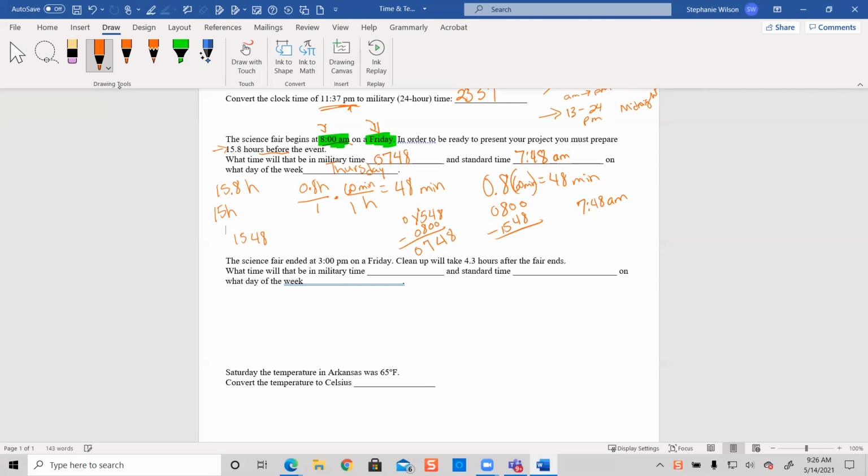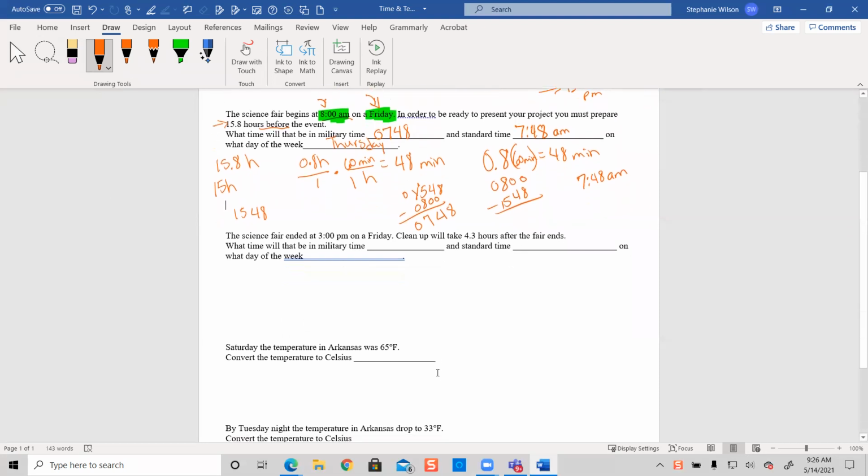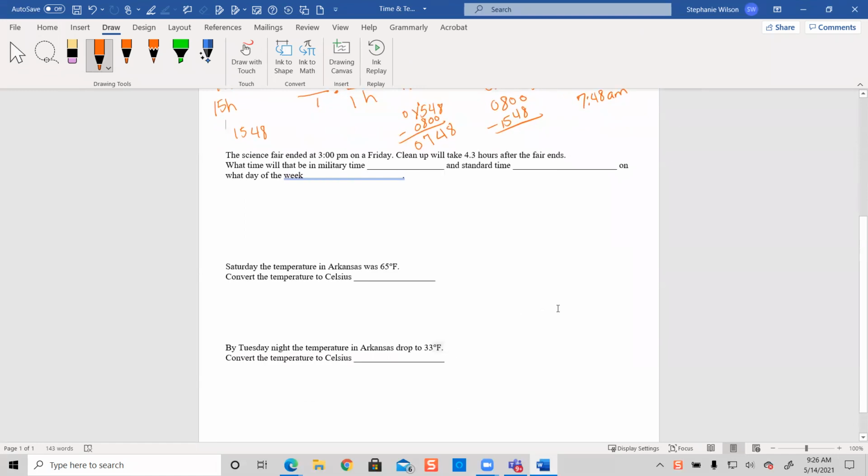Okay. So now let's look at the science fair ended at 3 p.m. on Friday. Cleanup will take 4.3 hours after the fair. So 1500 is when it ended, right? And 4.3 hours later, well, I'm going to go ahead and line up the 0.04 because we know it's in front of the decimal. We know it's the hour, the complete hour. 0.3 hours needs to be converted to minutes.